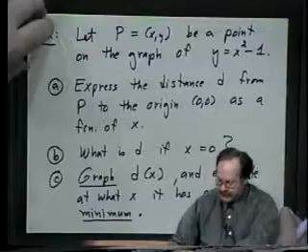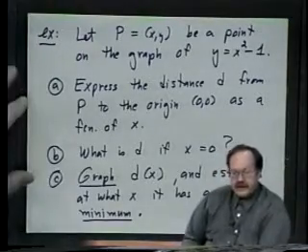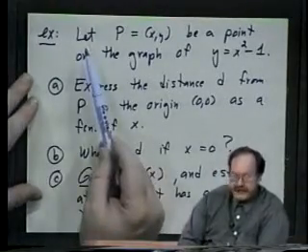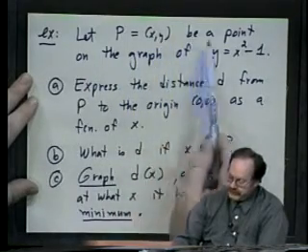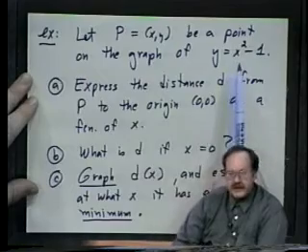I've got another one set up here, and here's what it reads. Let P, which will be a point (x, y), be a point on the graph of y equals x squared minus 1.